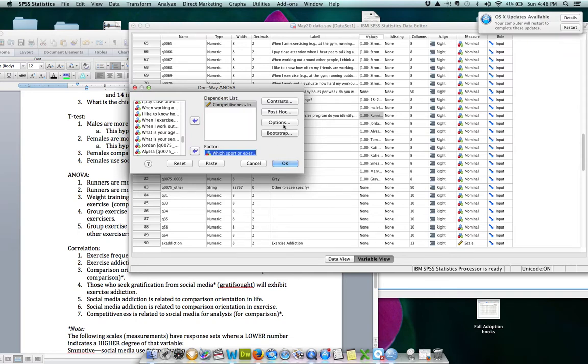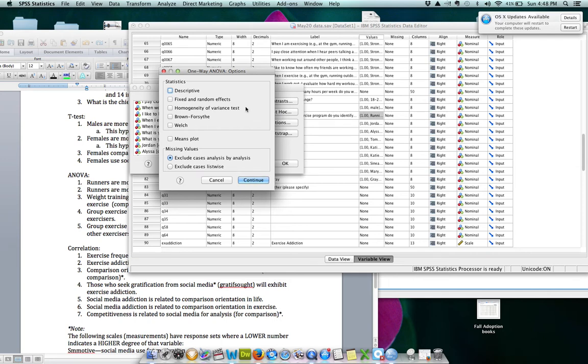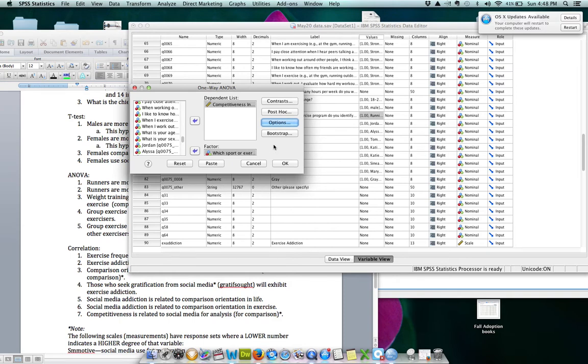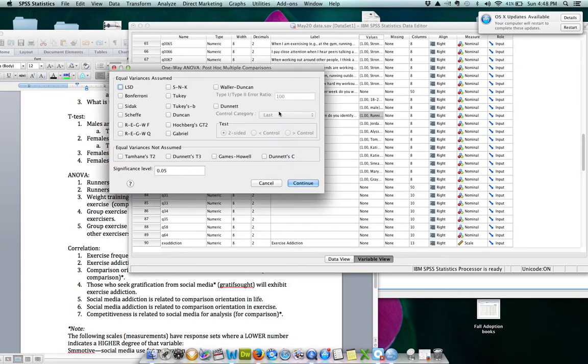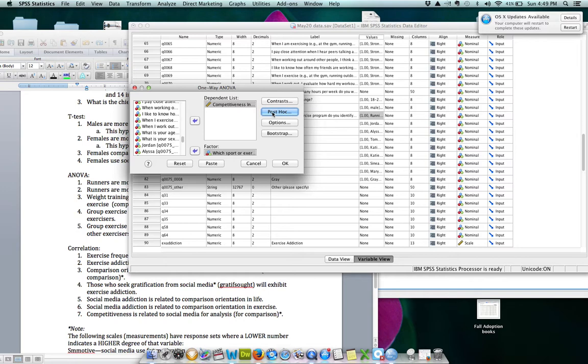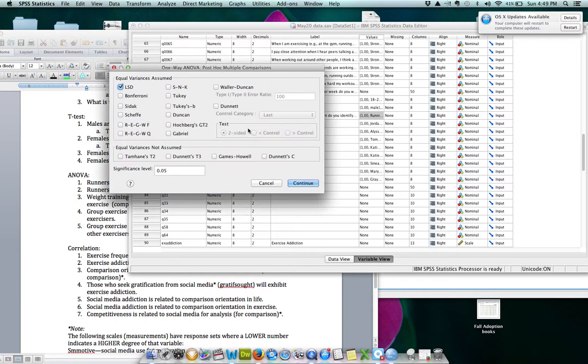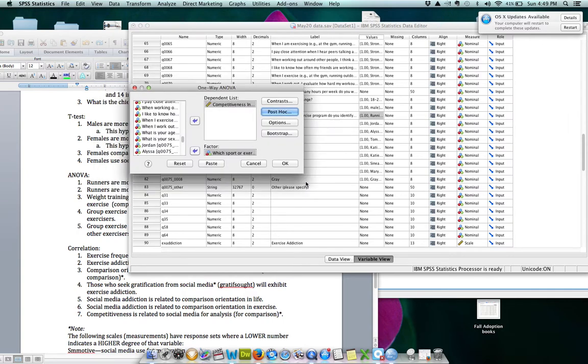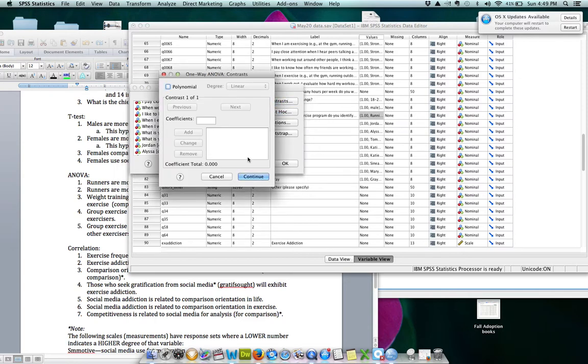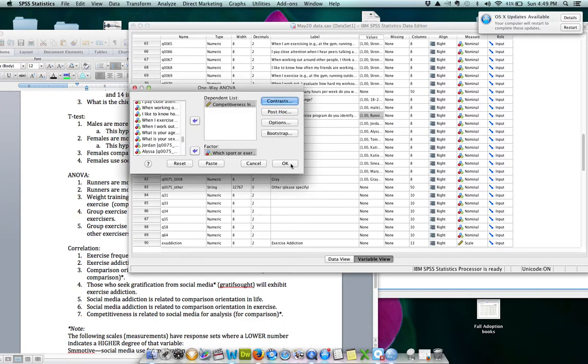All right. Let me see if I need to put any of these things. Go to options, and let's do some descriptive statistics, because unlike a t-test, it doesn't automatically give you that. So hit continue. And just for giggles, I'm going to do a post hoc. Hit post hoc, I'm going to hit LSD. It doesn't mean the drug. Hit continue. Let me see if I want to do any contrast. Nope. All right.